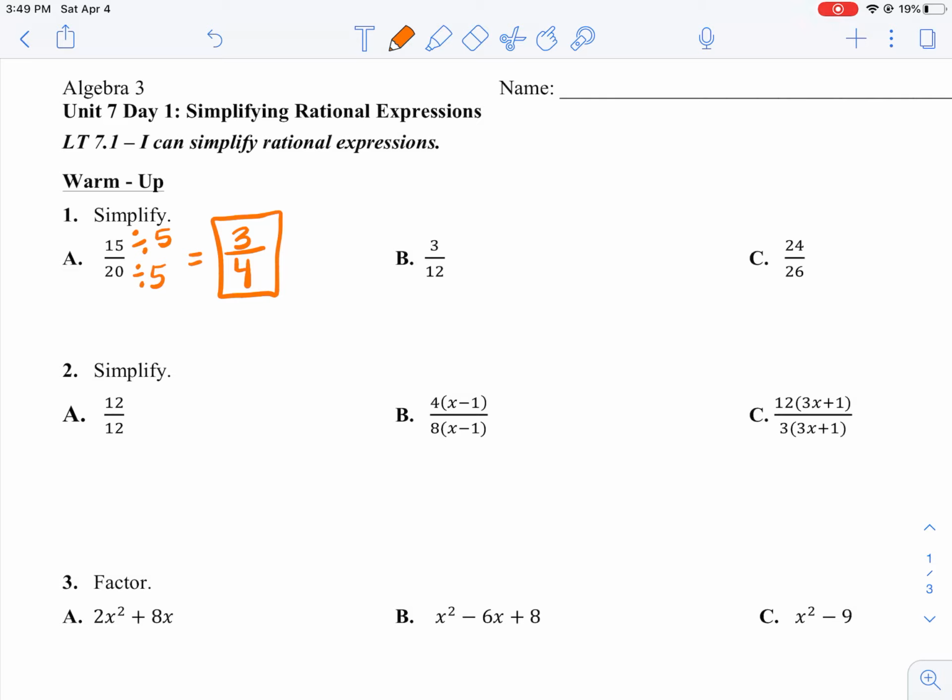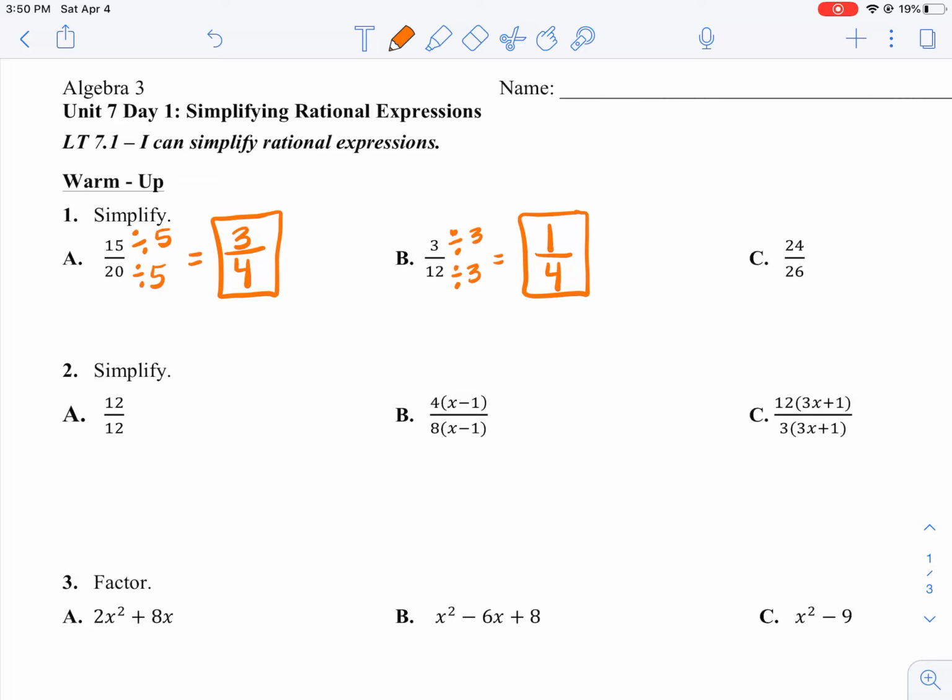Okay, 3/12. If you try to think of a common factor, the numerator and denominator are both divisible by 3. And so we divide by 3. 3 divided by 3 is 1, and 12 divided by 3 is 4. Okay, and the most common mistake on a problem like that is students will say 3/12 equals 4.